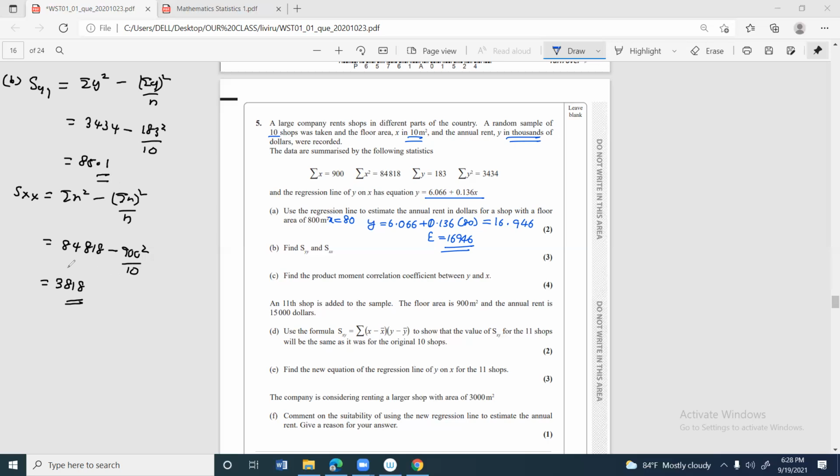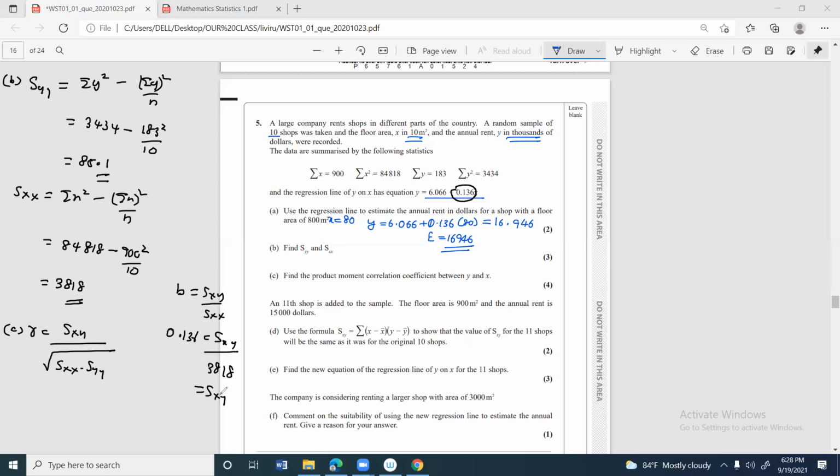Then the product moment correlation coefficient, right? Now there is a problem we come across. r is equal to Sxy divided by the square root of Sxx times Syy. Now to find Sxy, summation of xy is not given over here. But there is a clue: we know from this equation that the gradient b is equal to Sxy divided by Sxx. And b is 0.136, equal to Sxy divided by Sxx, and we already found Sxx, 3,880.